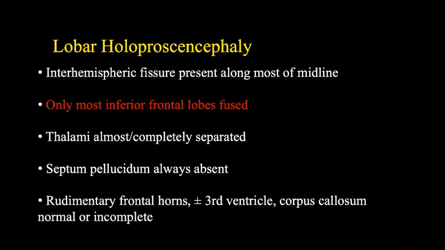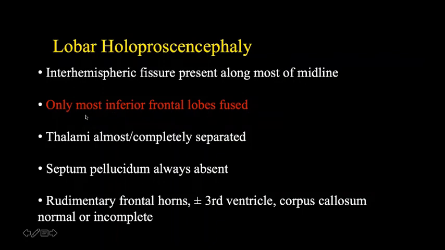With lobar, that's when we get more of the separation, and most likely it's only the most inferior frontal lobe that's still fused, but most of the ventricles are separated, so you can get a little bit of rudimentary frontal horns. The third ventricle will be formed. Most of the corpus callosum will be formed, but for sure the septum pellucidum is always absent with all the holoprosencephaly spectrum.